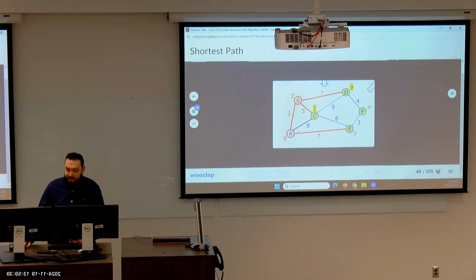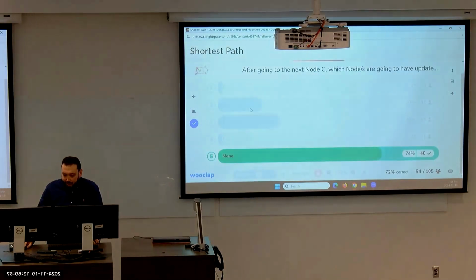Now I look at E. E is 7. What is the alternative? 8 plus 7. I'm not going to update it. Why is it 8 plus 7? Because the weight of the node is 7 and the weight of the edge is 8. I'm always going to add the node weight plus the edge weight. So it is none. Not E and not D. It's none.